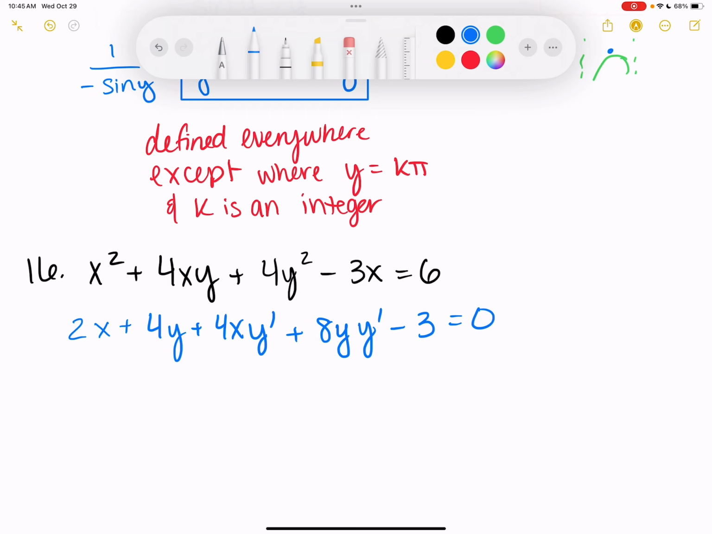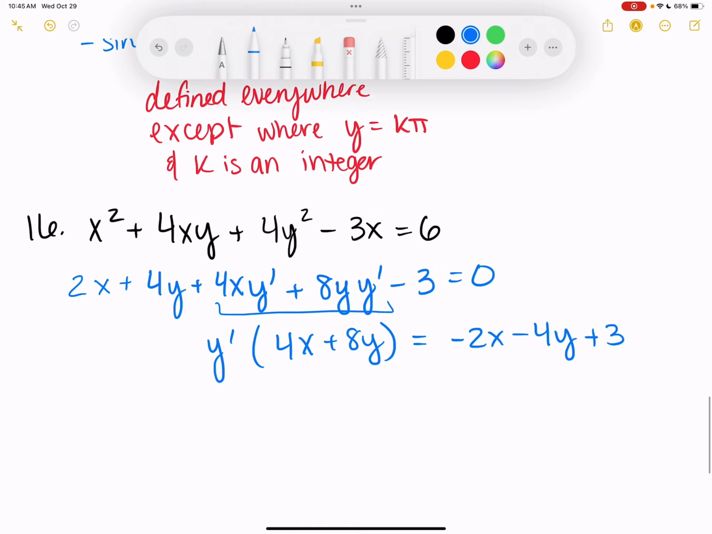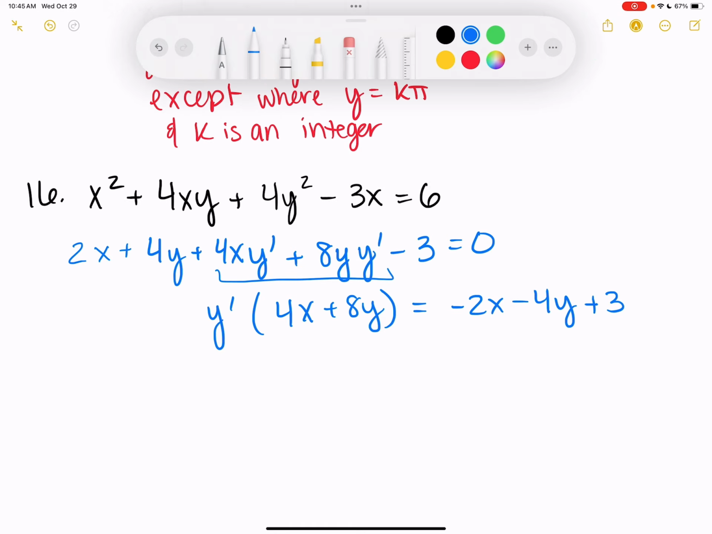And so we need to get y prime by itself, so I'm going to move everything over, and I'm going to go ahead and factor out a y prime from these two pieces here. So on this side, I would have y prime times (4x + 8y) equals, moving everything else over, negative 4x minus 4y plus 3. Then divide: y prime is equal to negative 4x minus 4y plus 3 over 4x plus 8y.